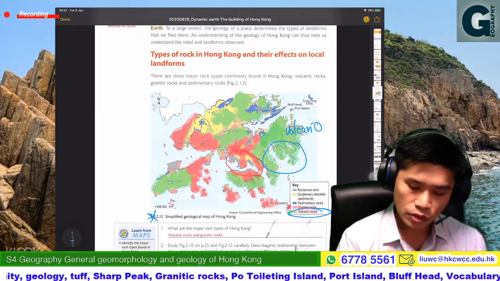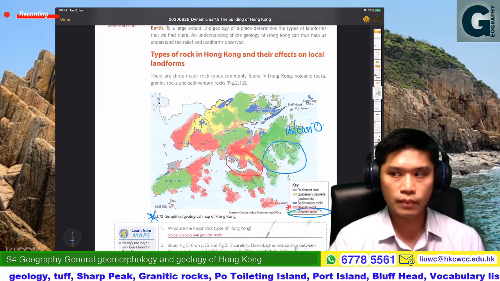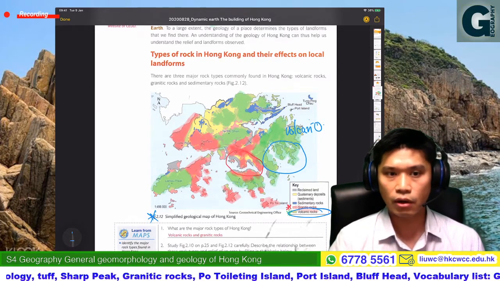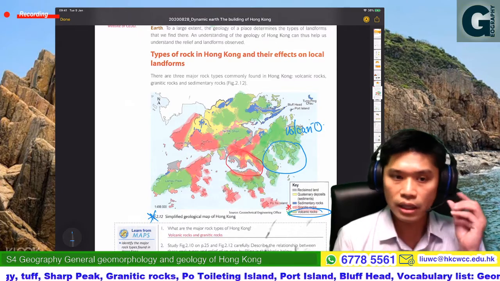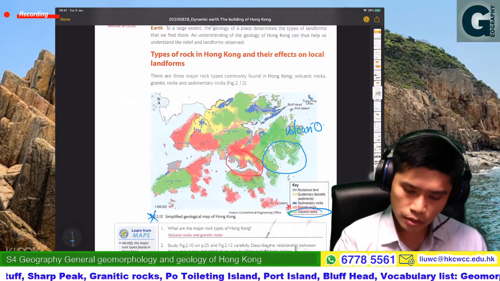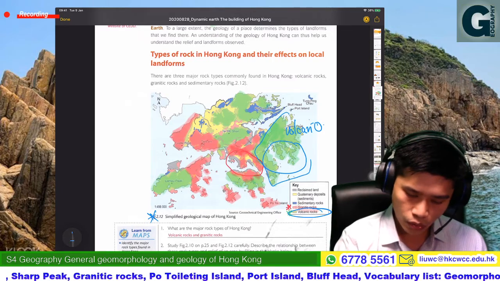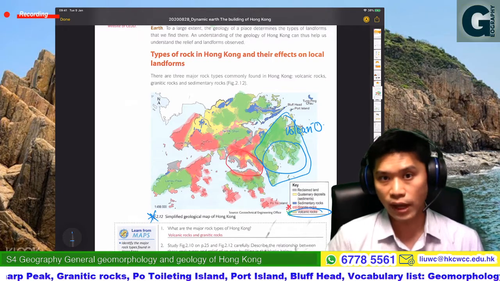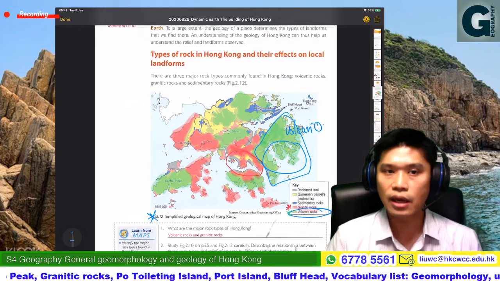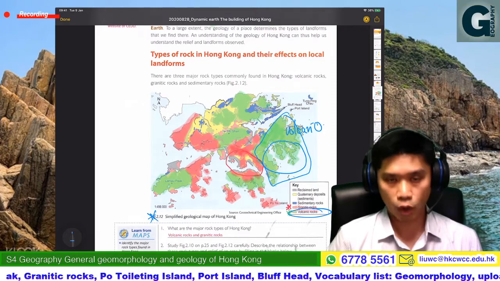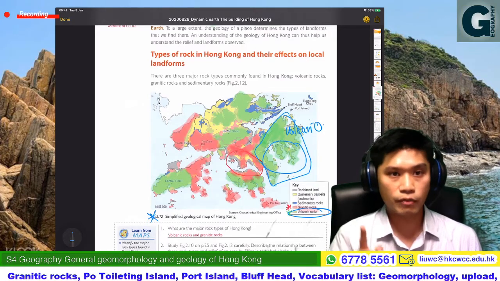So that is how we associate the previous activities with the existing rock in Hong Kong, in Sai Kung. So you should memorize this, all this area. That will be the volcanic rock because Sai Kung was a volcano. Okay, it was a volcano. So therefore, make sure you know this.